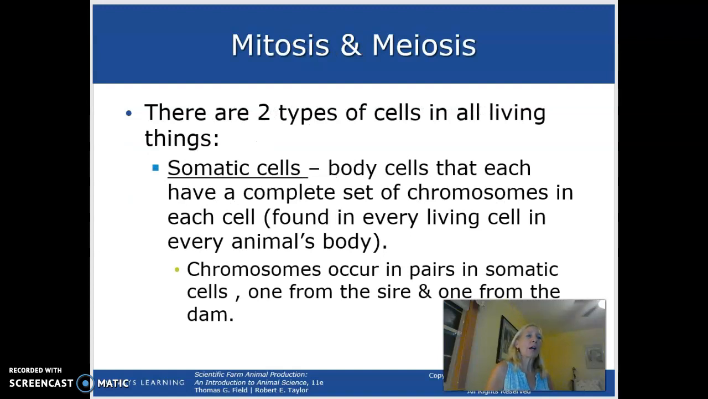So we couldn't talk about genetics without talking about mitosis and meiosis, which may be a familiar topic to you. Hopefully it is. You learned about this maybe in a grade school science class or high school. There's two types of cells in all living things. There's somatic cells, which are your body cells.